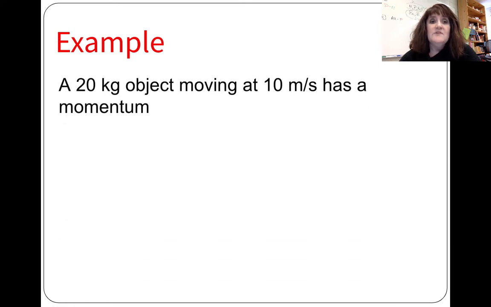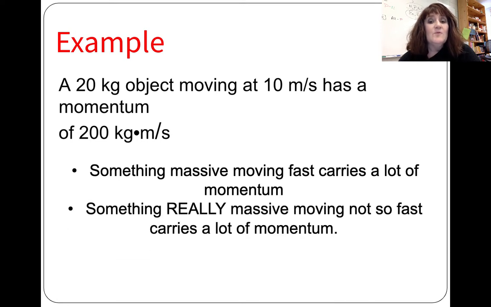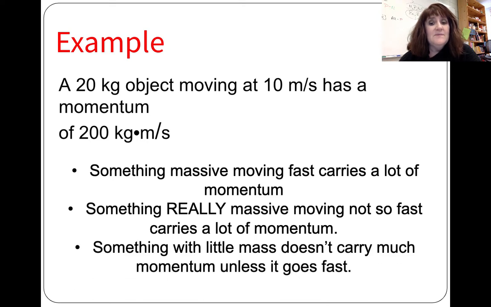An example, a 20 kilogram object moving at 10 meters per second has a momentum of 200 kilogram meters per second. Something massive moving fast carries a lot of momentum, but something really massive moving not so fast can still carry a lot of momentum, mass times velocity. And something really, really little doesn't have a whole lot of momentum unless it goes really, really fast, like a bullet.